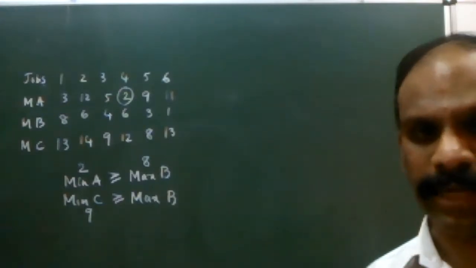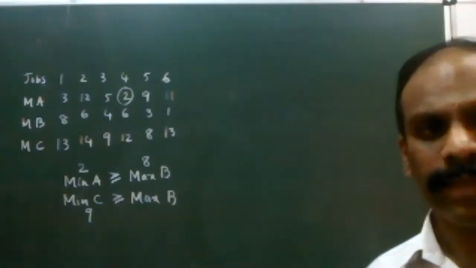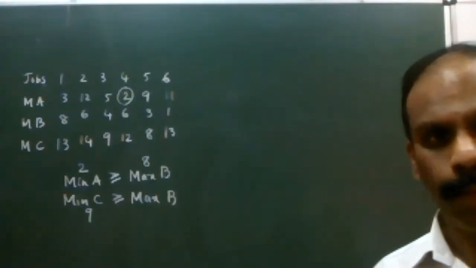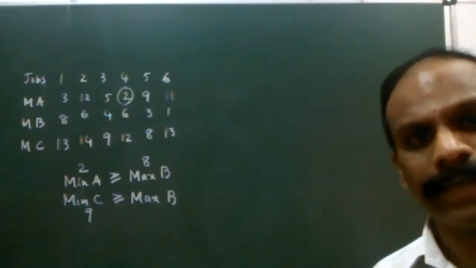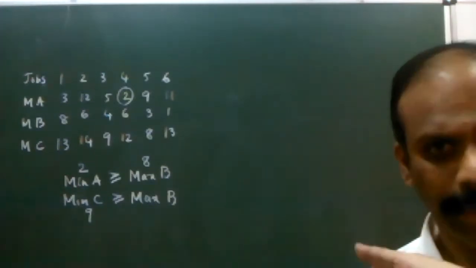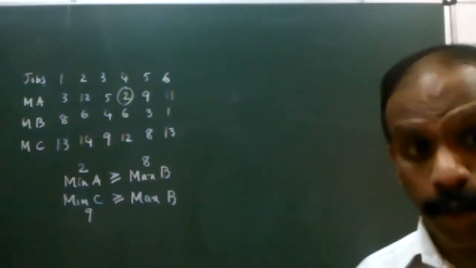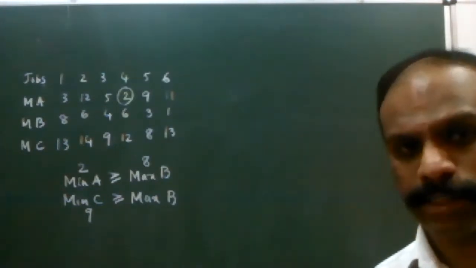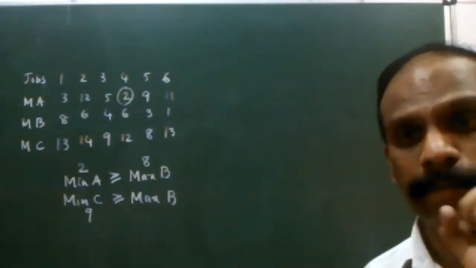See, look at the equation clearly. Minimum of A should be greater than or equal to maximum of B. What is the minimum A value? 2. And what is the maximum B value? 8. So 2 is neither equal to 8 nor greater than 8. That means the first condition is clearly not satisfied. First condition is completely gone. Look at the second condition. Minimum of C should be greater than or equal to maximum of B.